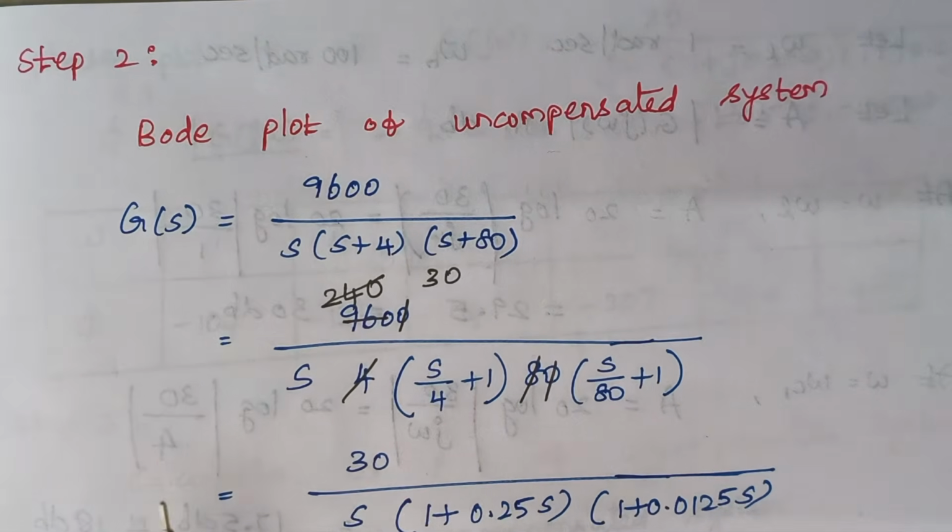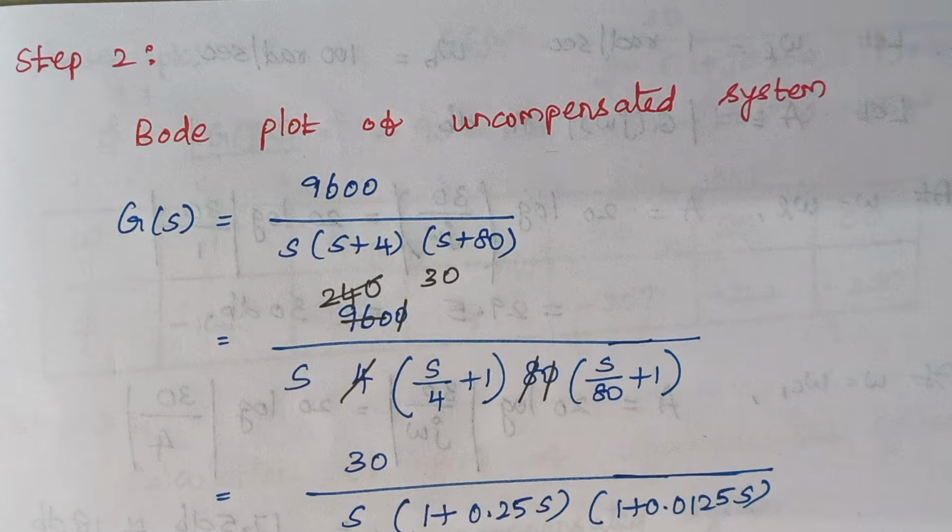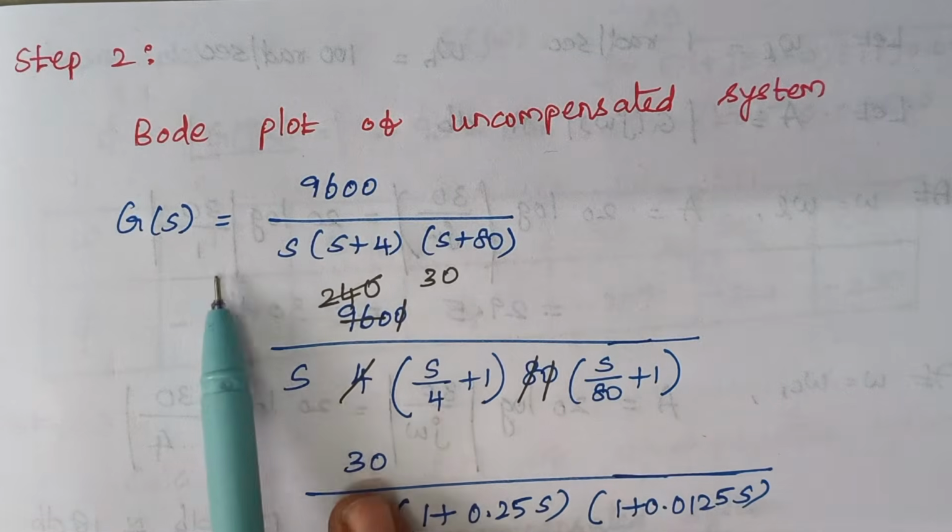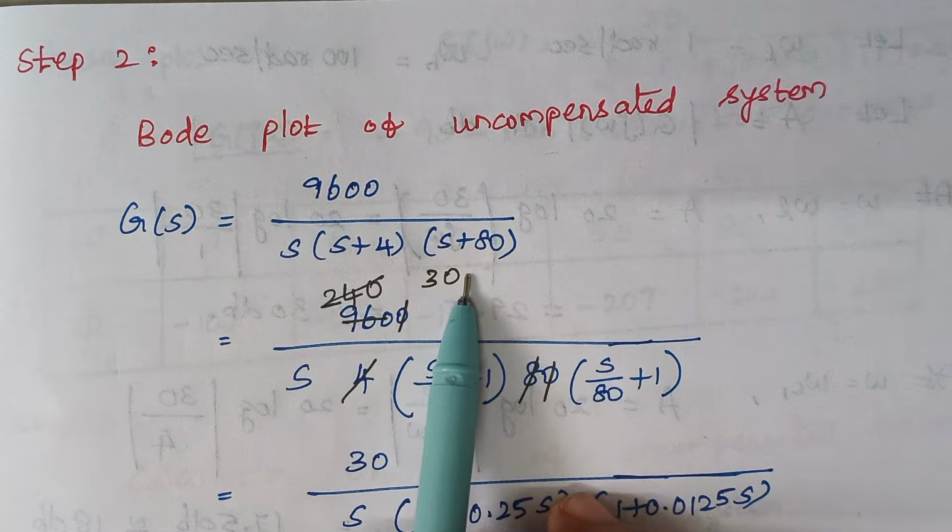And step 2 is to find the Bode plot of the uncompensated system, right? Just now we found the value of k. So just substitute the value of k in the transfer function. So here this is our new transfer function, right?